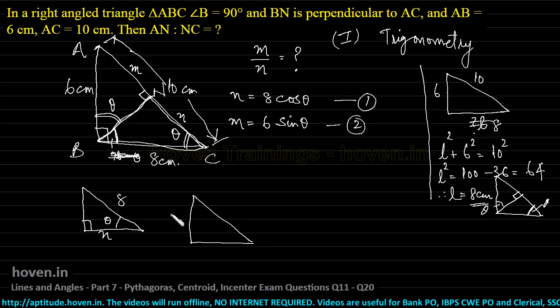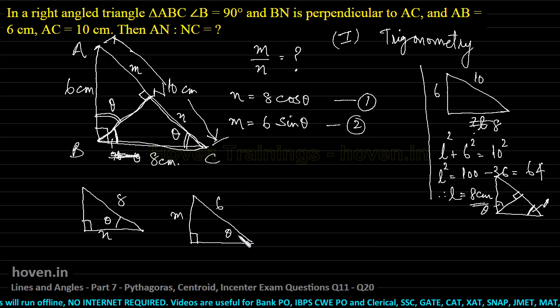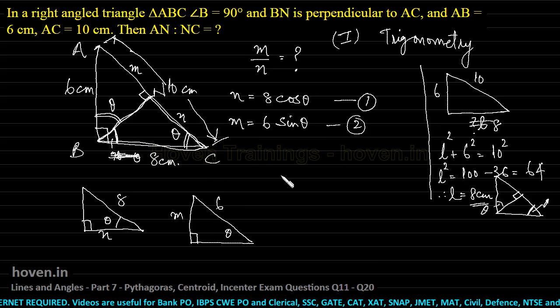This M is this one. This theta is this one. And this 6 is here. So M is equal to 6 sine theta. Now we need M by N.